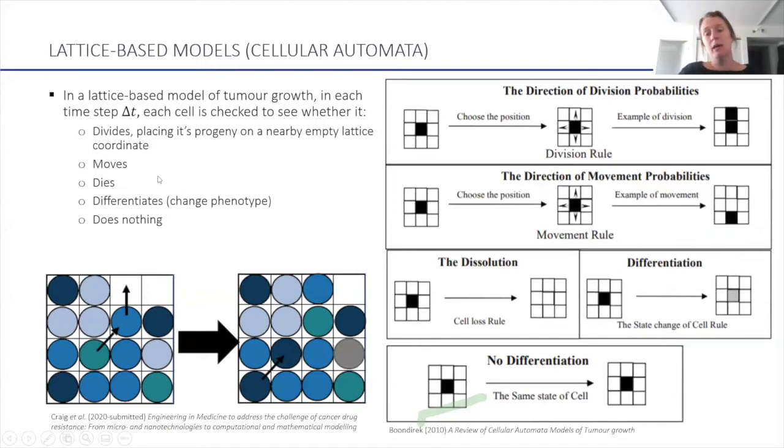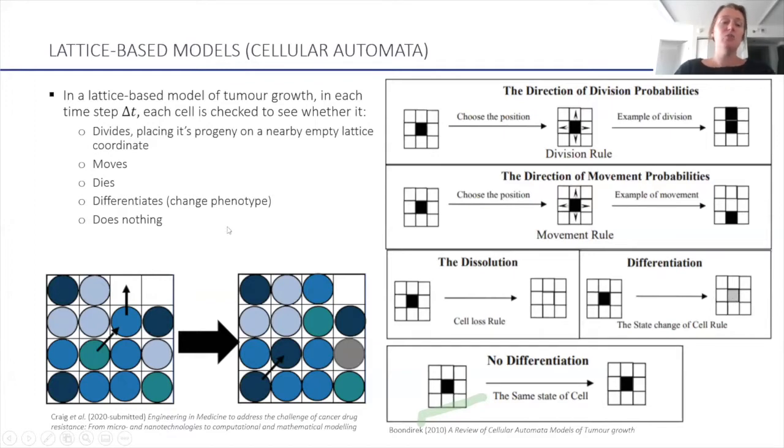The other thing that might happen in a time step for a particular cell is that it might die, and so that lattice point frees up. In addition, if you want to consider, say, resistance or heterogeneity within your cellular automata, as a cell differentiates it might change phenotype. So that's what you see here.